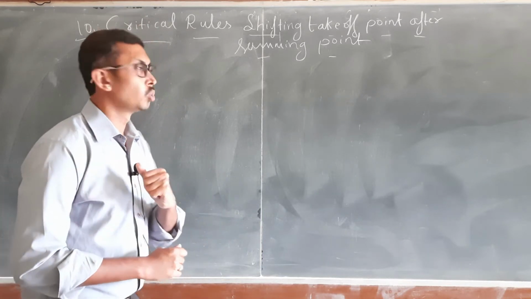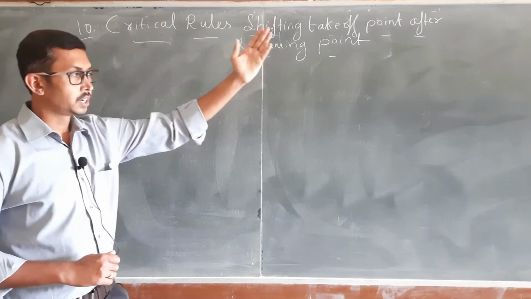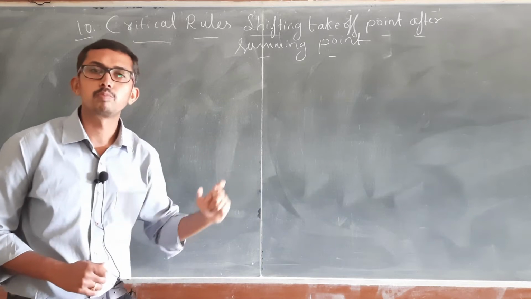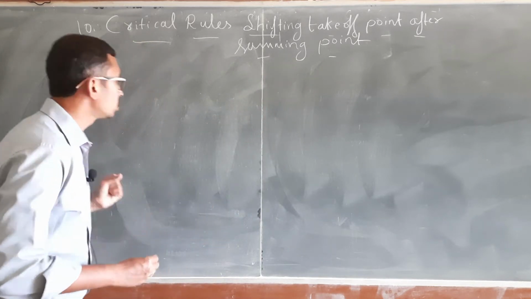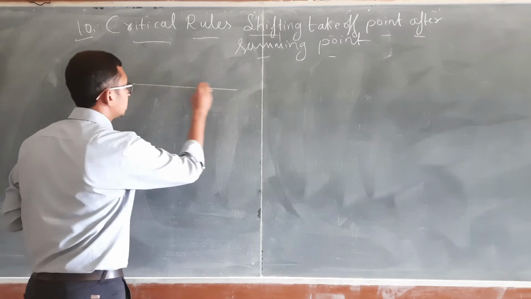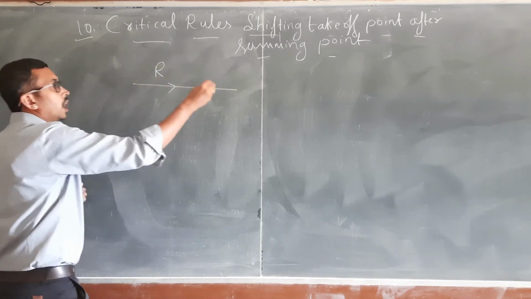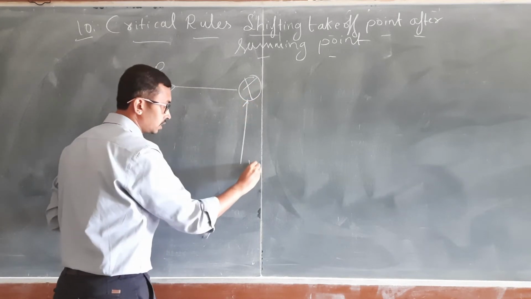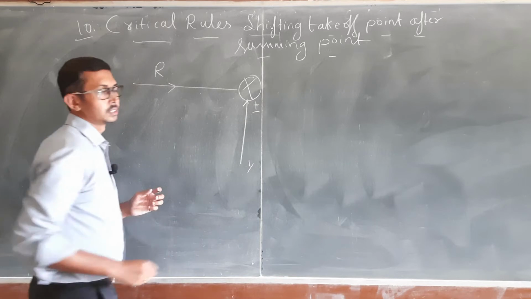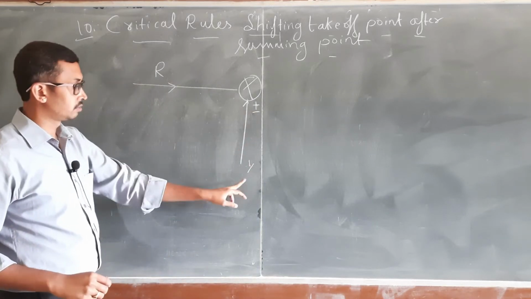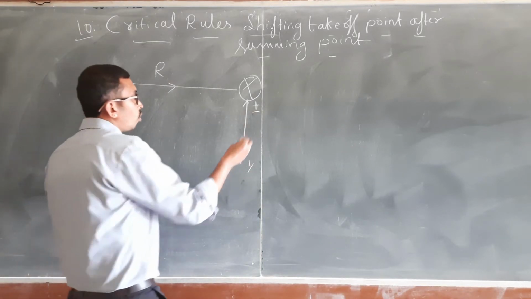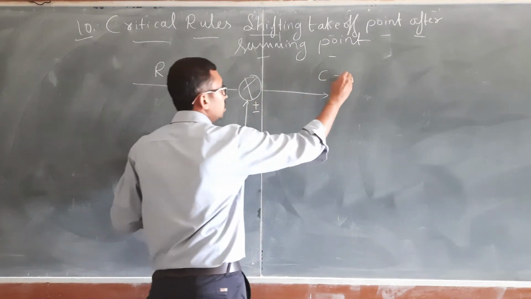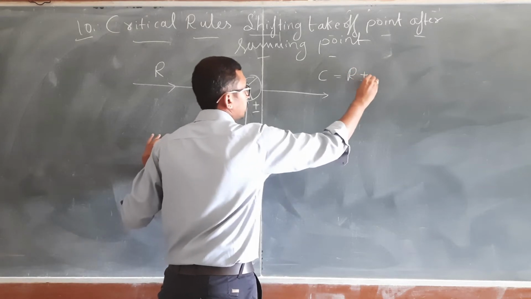What is the critical rule number 10? Shifting takeoff point after summing point. Okay, shifting the takeoff point after the summing point. What is the meaning of this? Let us consider a situation. R is the input. I am having a summing point with Y as the signal with the plus or minus sign. So what will be the output? That is called C. So C will be equal to R plus or minus Y.